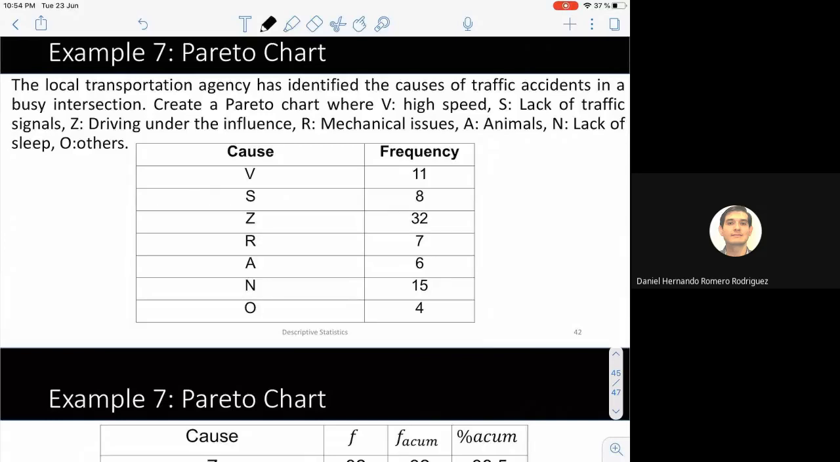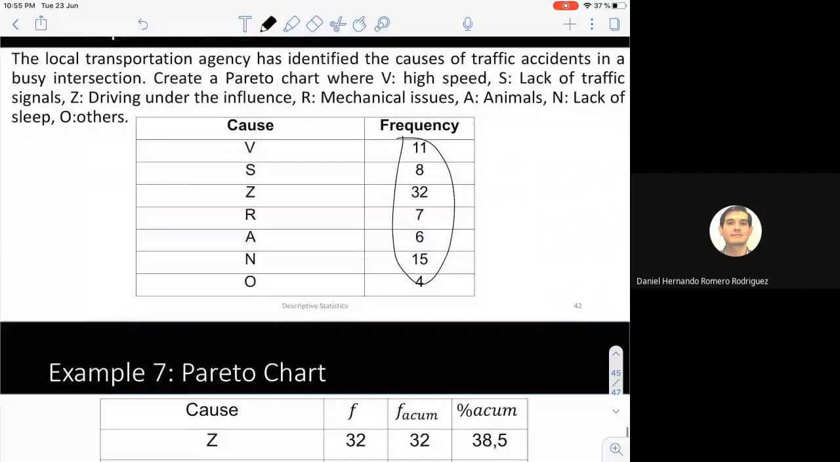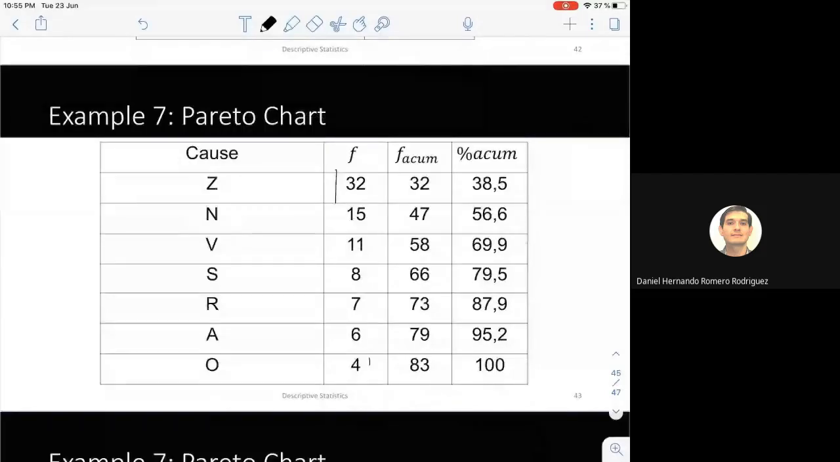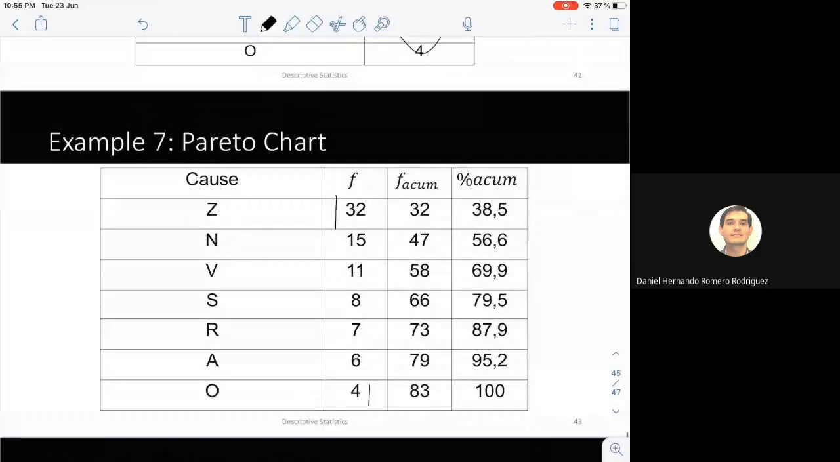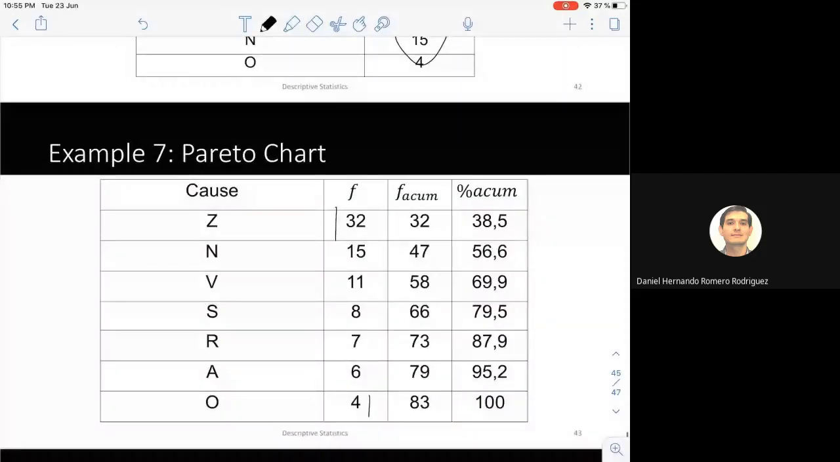So we know the frequency of each of those causes. The first thing that is required in the Pareto chart is that we need to arrange the table from the highest to the lowest frequency. So this is what we do here. Using the absolute frequency, our table goes from frequency 32 down to frequency equal to 4. Remember, Z means driving under the influence. So that's the main cause of accidents in that intersection. Other is the cause that has the least influence in the accidents.